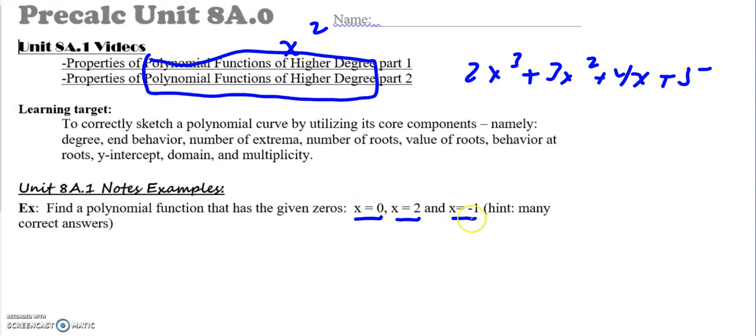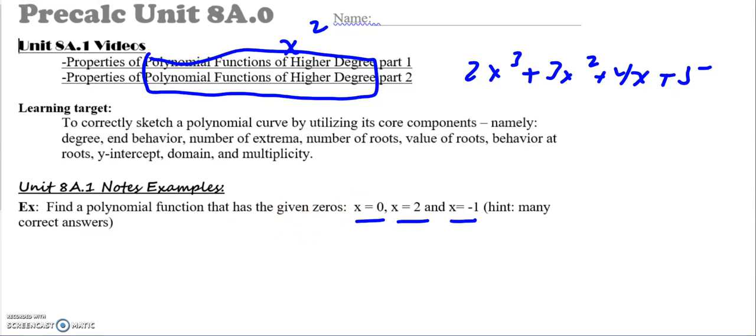Now, because there are 3 zeros, I am going to guess that this is going to be a cubic function, because 3 zeros usually leads to something that started with x to the third. And we'll talk about that more a little later. So what we need to do on these problems is think backwards.